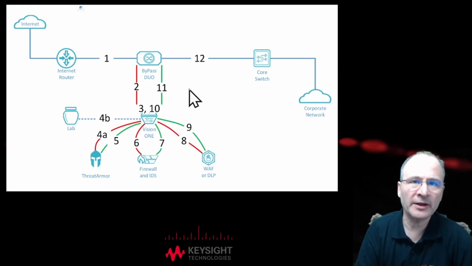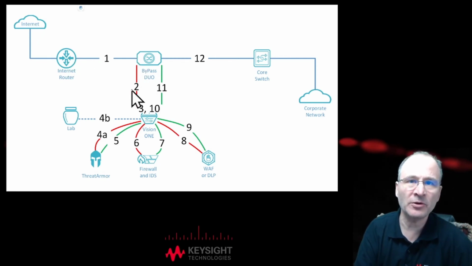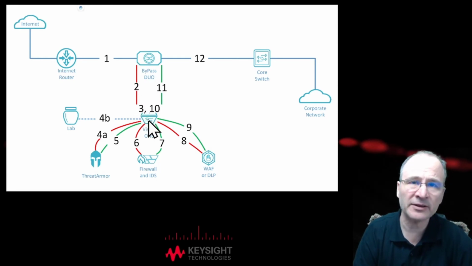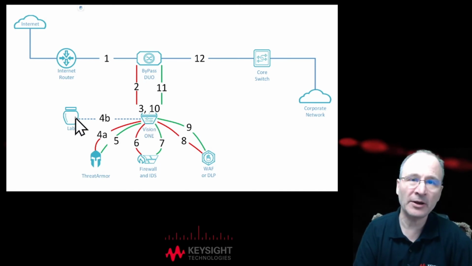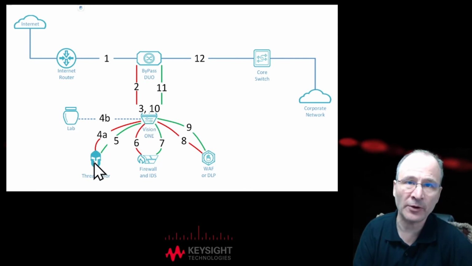So let's take a day in the life of a packet and walk through how this goes. So step one, the data comes from the internet router to the iBypass Duo, and in step two, it goes down to the Vision 1. Step three, the active SSL card within the Vision 1 would then decrypt the data, and step four would be a simultaneous event. The first path would be to copy the data over to this lab. In parallel, it would also copy it down into the threat armor.